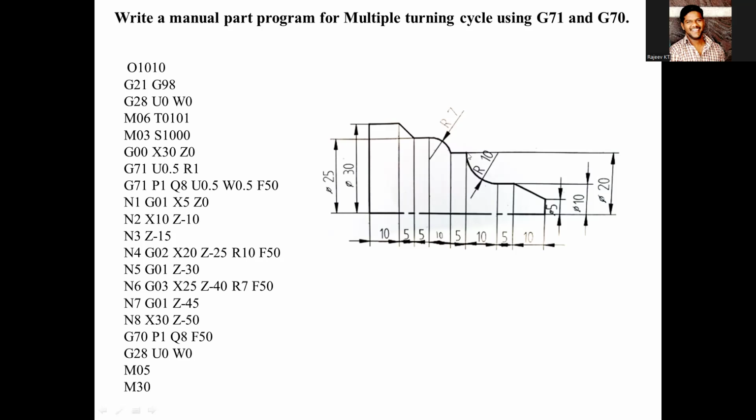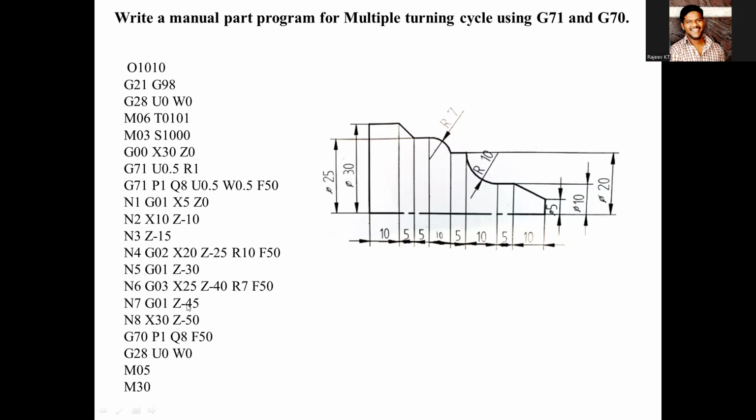Once I finish this point, I go to G01, linear interpolation again, Z minus 30, and come to this point. After this, it is anti-clockwise, so I take G03, X25. The maximum point X has to reach is diameter 25, so X25. Z minus 40 means up to this point; you can calculate 10, 15, 25, 30, 40. Previously I gave R10, for this it is R7. Feed of 50.